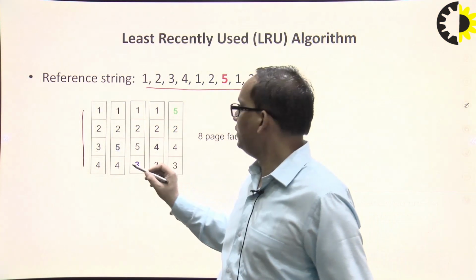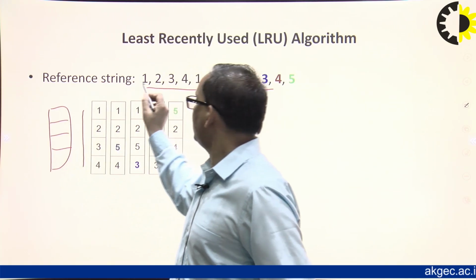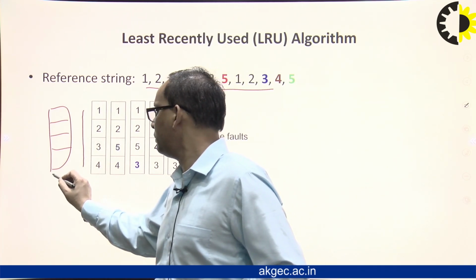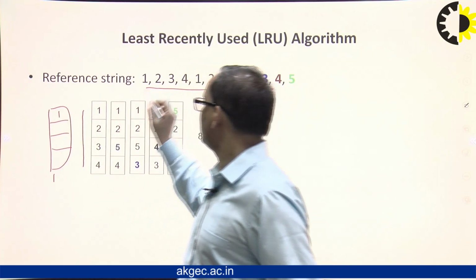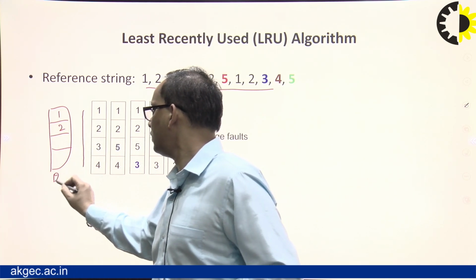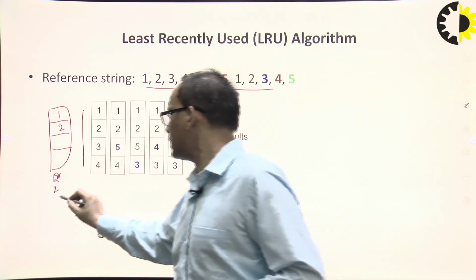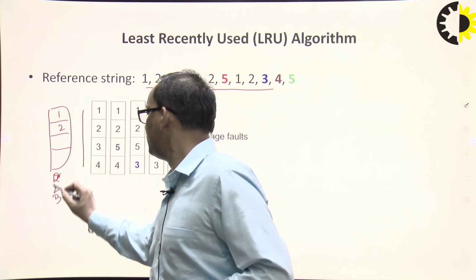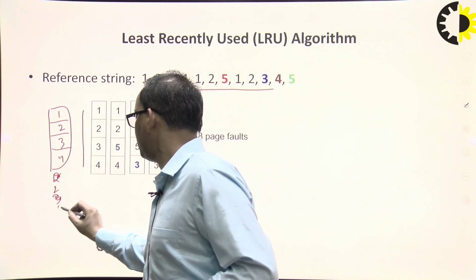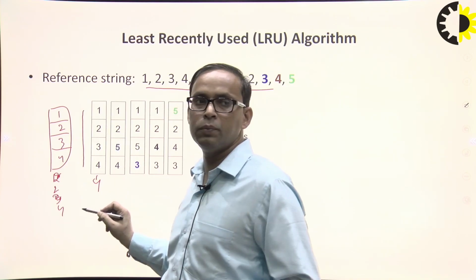Initially, 4 frames are available in main memory. 1 is referred, a frame is available, but 1 is not present in main memory, so it is a page fault and the value of page fault becomes 1. Now 1 is loaded. Next, 2 is not available in main memory, but a frame is available, so page fault becomes 2. Next, 3 is not available, page fault becomes 3, and a frame is available, so we will load 3. Next 4, a frame is available but the page is not, so page fault becomes 4. So this is the status and page fault is 4.